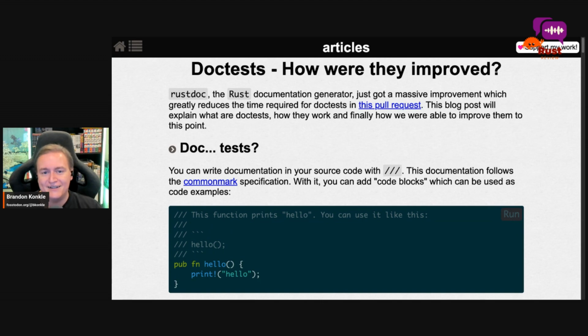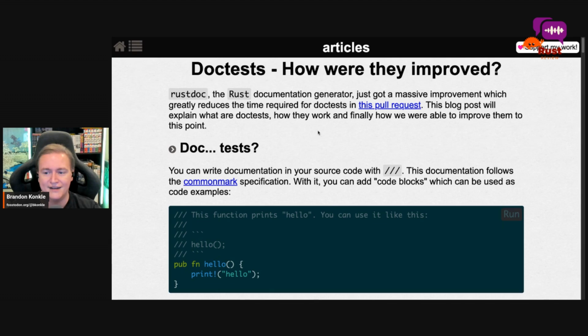All right, so my last article today is from Guillaume Gomez. He's a prominent developer in the Rust programming community. He's been involved in maintaining the standard library and especially documentation tools, including Rust Doc. And that's what he talks about today.